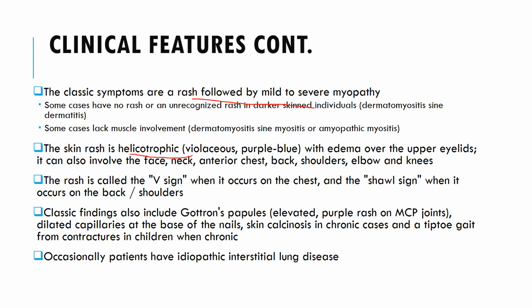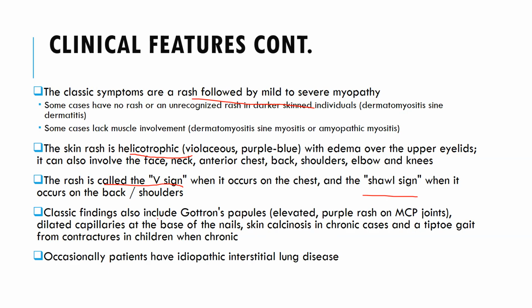And then we've said there's that heliotropic rash, which, I've told you, heliotropic simply means something that moves towards the sun. So the rash, you will see it on the eyelids, and you will see it on the sun-exposed areas, like the chest, the neck, the shoulders. That's where the rash will be most. And then we've said that the V sign is when the rash is on the chest, and the shawl sign is when the rash covers all the way back up to the shoulders.